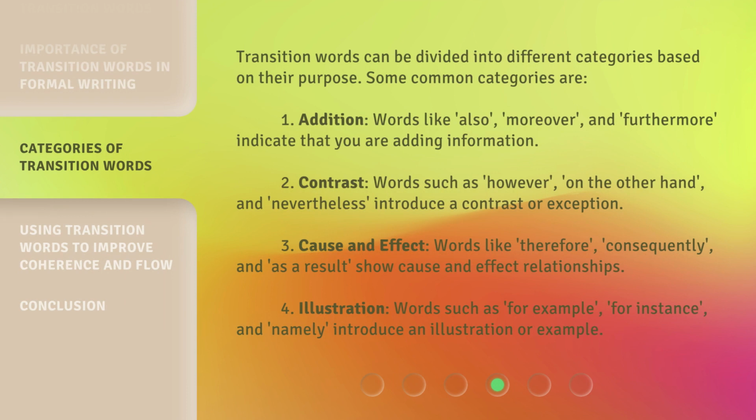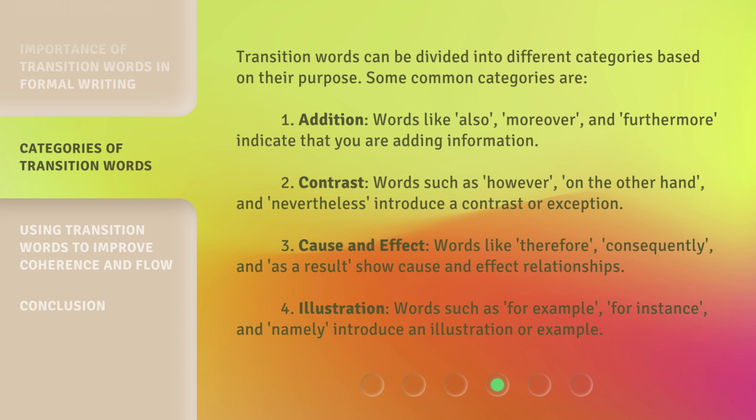Transition words can be divided into different categories based on their purpose. Some common categories are: 1. Addition. Words like also, moreover, and furthermore indicate that you are adding information. 2. Contrast. Words such as however, on the other hand, and nevertheless introduce a contrast or exception.